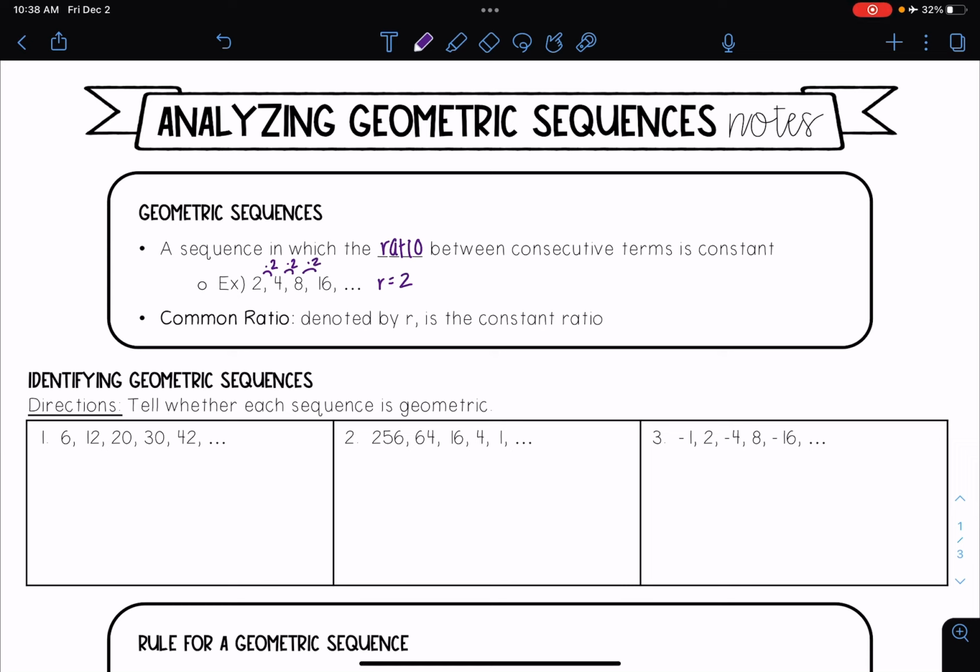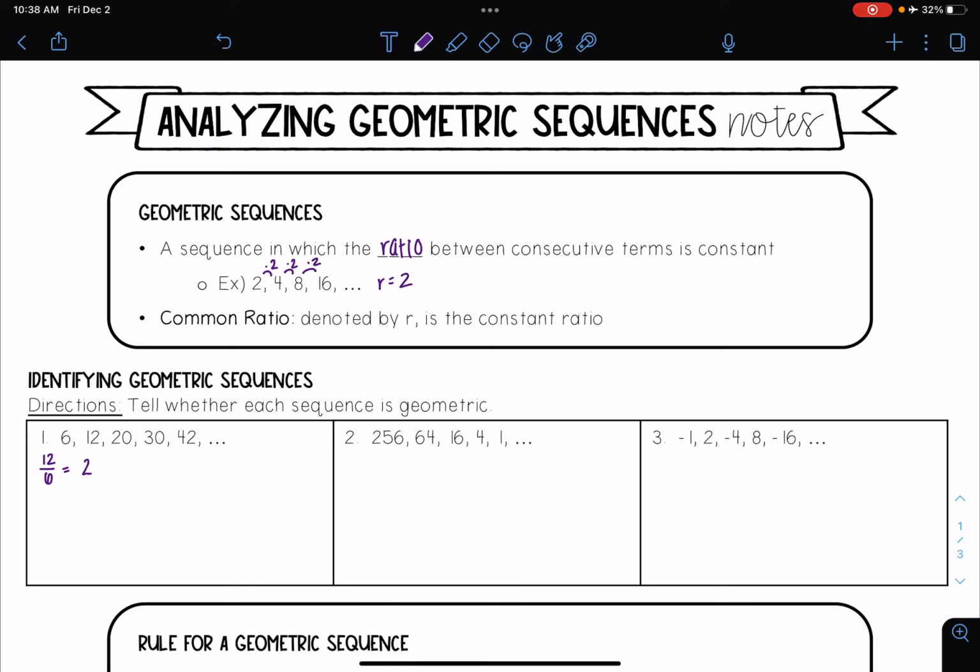So for these first set of examples, let's go ahead and practice determining whether each sequence is geometric or not. So number 1, I have 6, 12, 20, 30, 42, and so forth. And so an easy way to determine whether you're multiplying by the same number each time is to take the next term and divide it by the previous. So I want to take 12 and divide it by 6. And when I do that, I get 2.